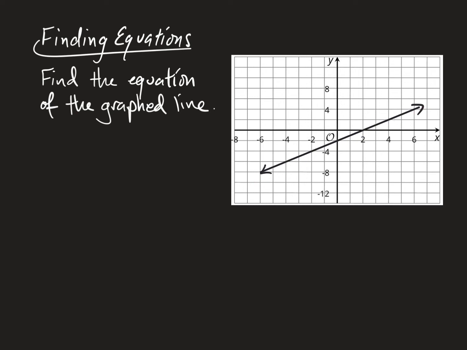Based on the last example, we can find the equation if we can find the y-intercept, aka where this graph crosses the y-axis, like right there, and we can find the slope of this line. So let's see what we can do here. We can see that we have a y-intercept of (0, -2). So we'll note that, (0, -2).